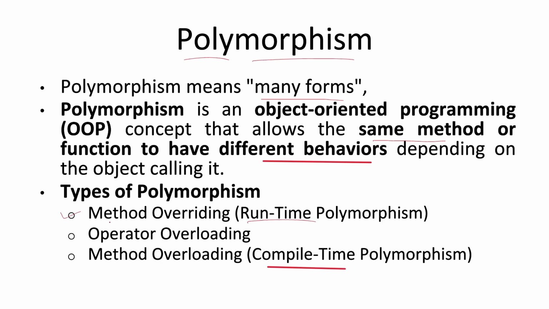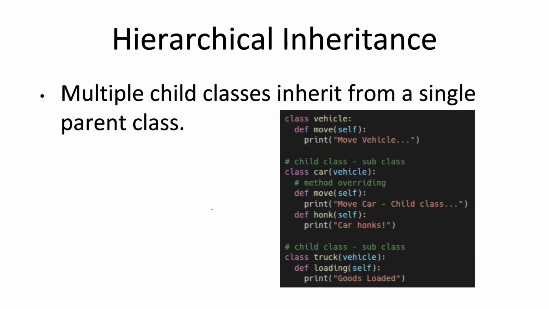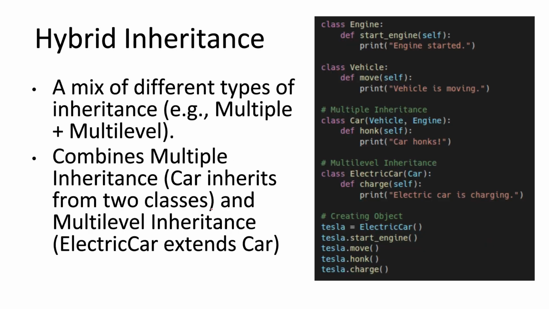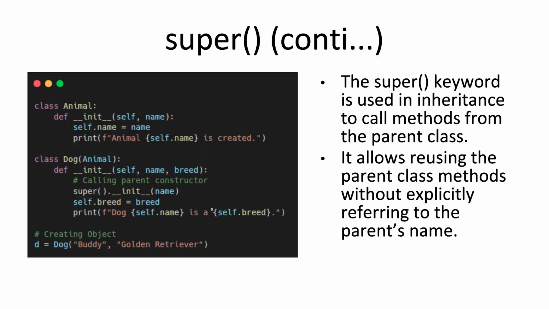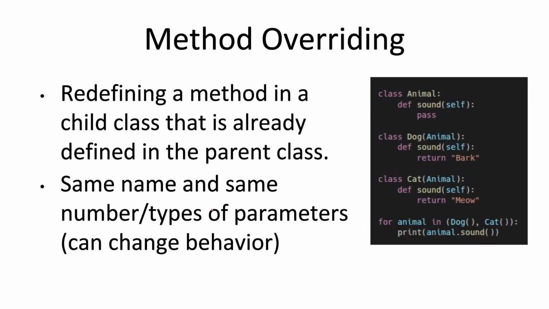Runtime is known as method overriding, sorry, not method overloading. We did method overriding, and here we have a few examples. If you see the animal example, in animal we have a sound method. You can see the same method is here and the same method is here, so it is overriding this. We have already seen this overriding.